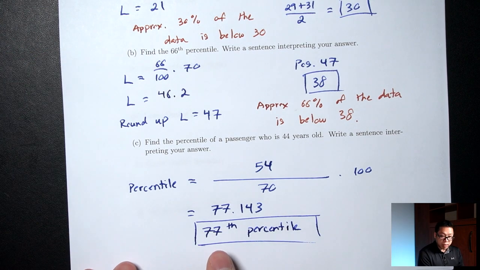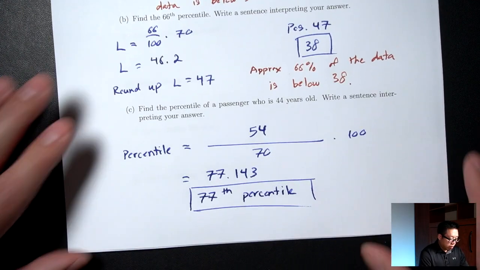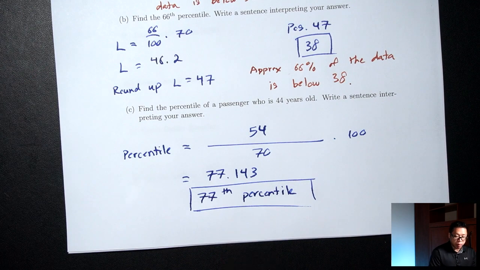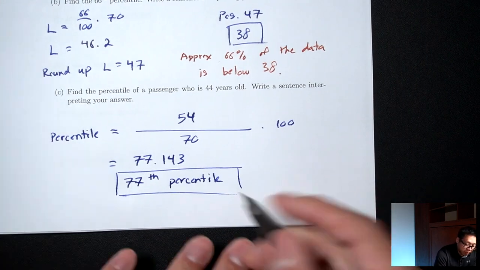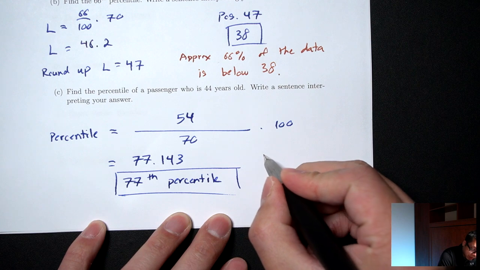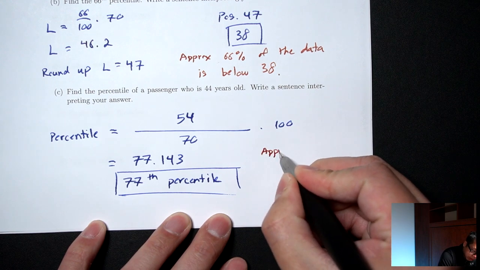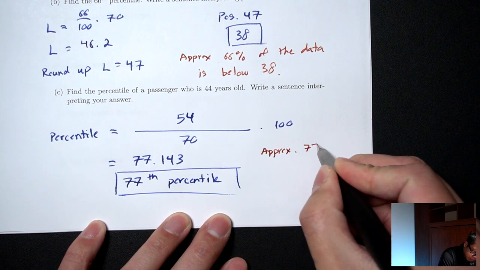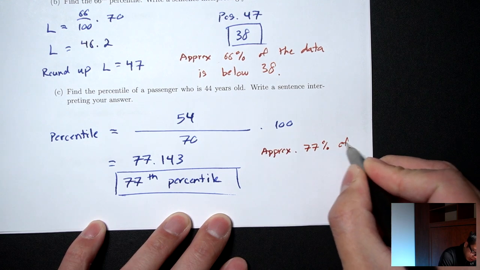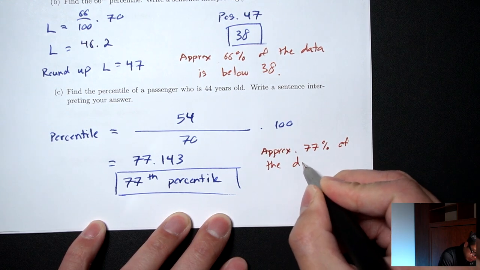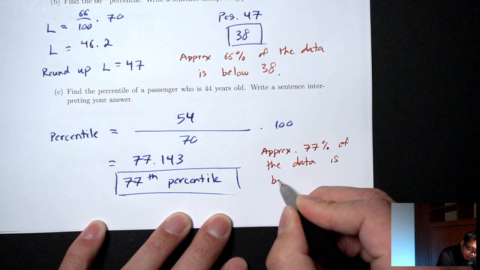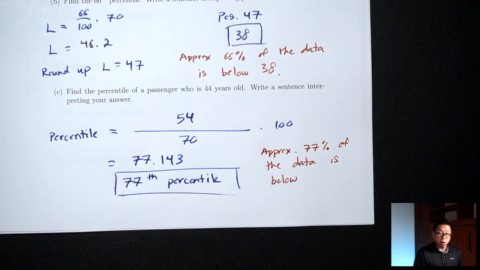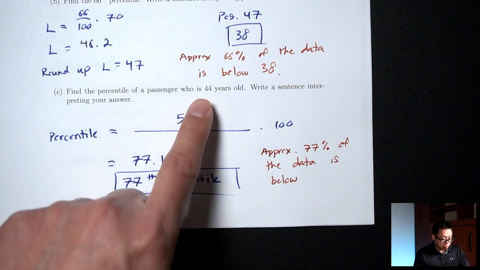So the 77th percentile is 44. The interpretation of a percentile, remember, tells you what percent is below. The interpretation here would be: 77% of the data, approximately 77% of the data, is below the data value. So it's below 44.